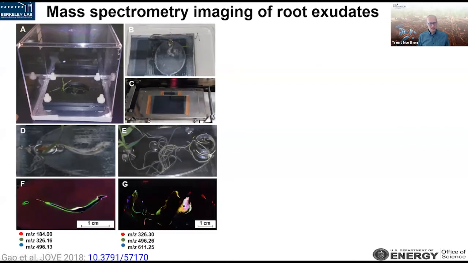We saw mostly phospholipids, which is a pretty typical thing to see in a mass spectrometry imaging experiment. We did not see the phenolic acids, which were the compounds we were most interested in.